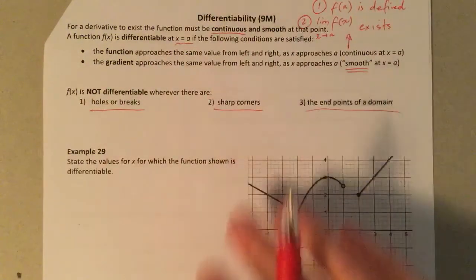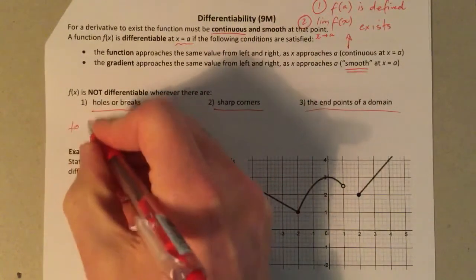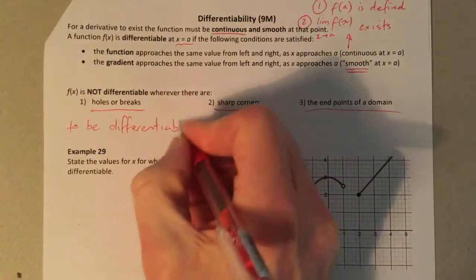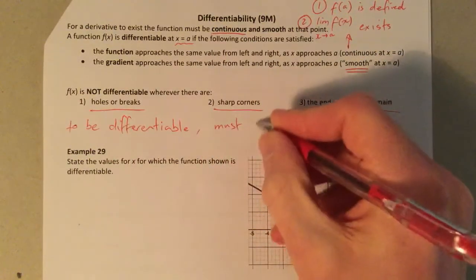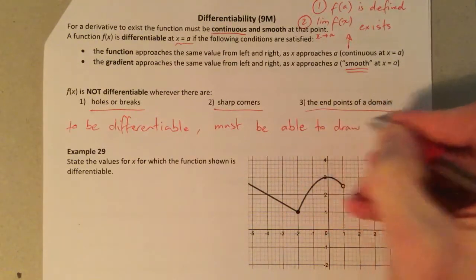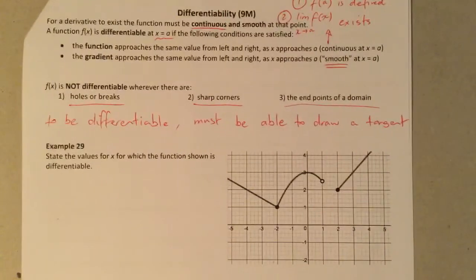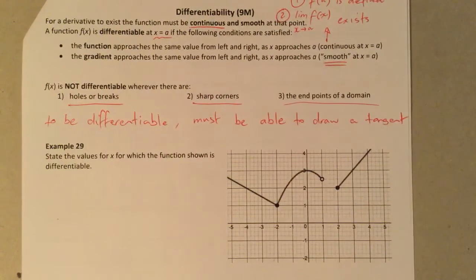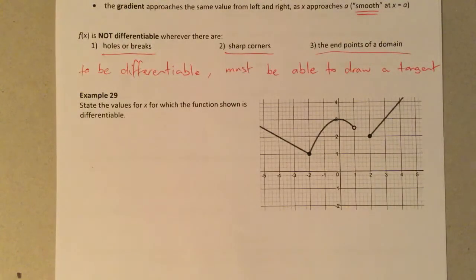Another way to think of this, and it hasn't been written on the notes here, is that to be differentiable, you need to be able to draw a tangent line. If you have a point on the graph anywhere where for some reason you couldn't draw a tangent line, then at that point it's not differentiable. So let's get into some examples and hopefully they'll make sense as we go through them.